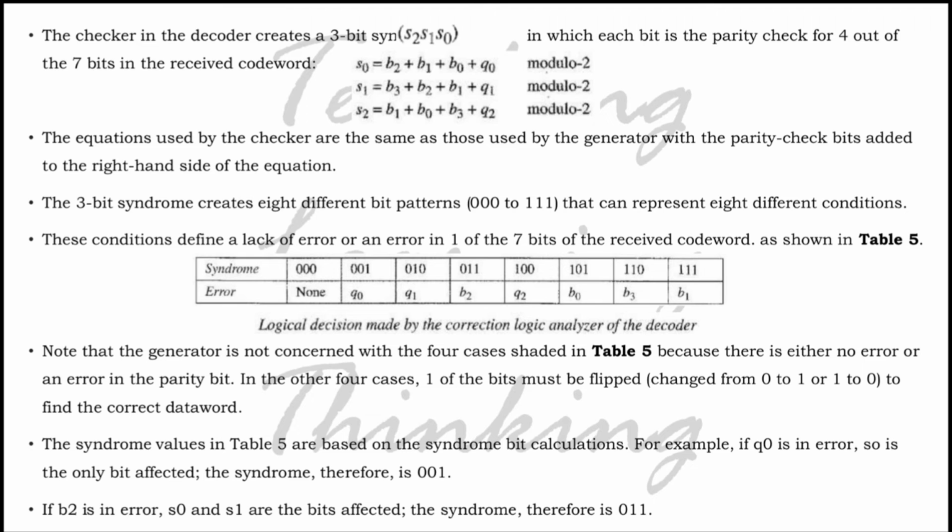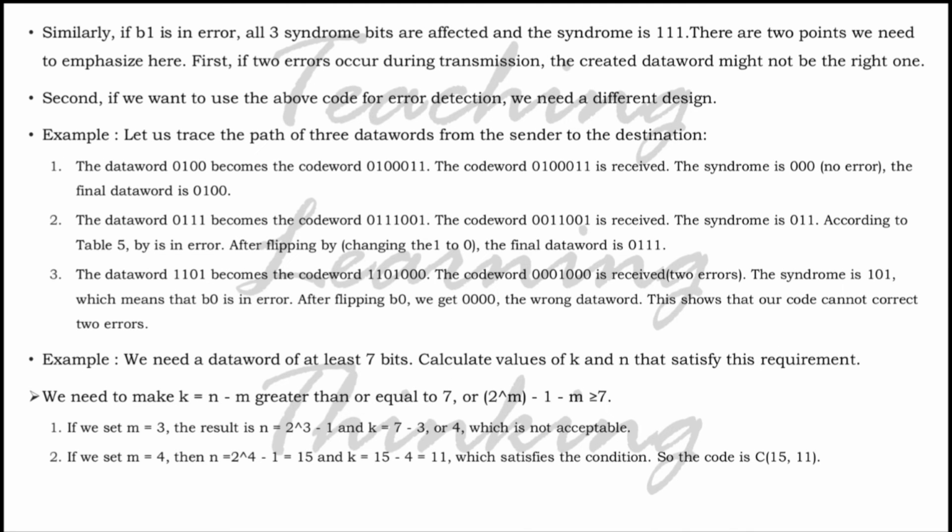The syndrome values in table 5 are based on the syndrome bit calculation. For example, if q0 is in error, the first bit is affected, so the syndrome is 001. If b2 is in error, s0 and s1 are the bits affected, and the syndrome is therefore 011. Similarly, if b1 is in error, all 3 syndrome bits are affected and the syndrome is 111.